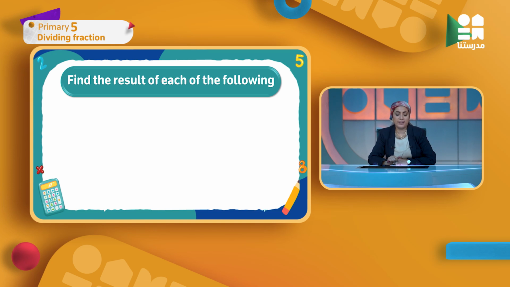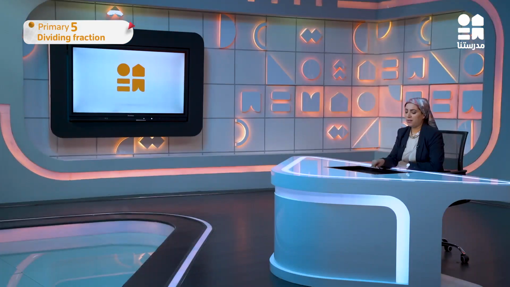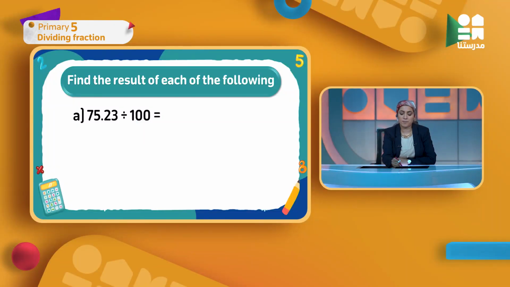Now, we have to find the answer for each of the following. The first example, 75.23 divided by 100. In 100, how many zeros do I have? I have 2 zeros. And, okay, divided to the left or to the right? To the left. Then the answer will be here 0.7523 because I moved the decimal point 2 places to the left.